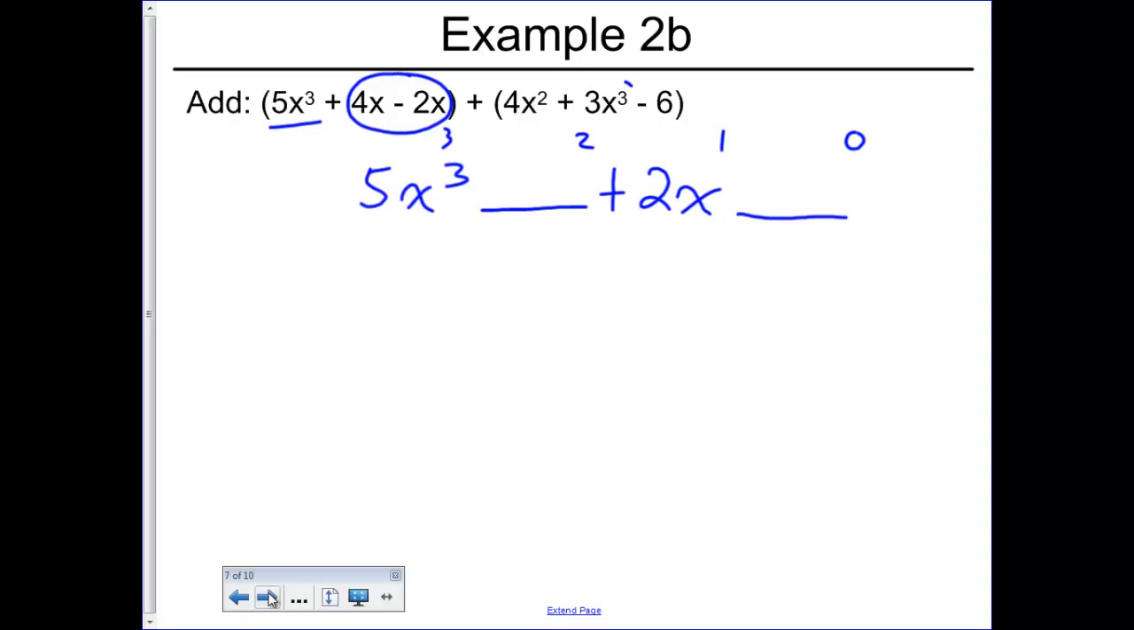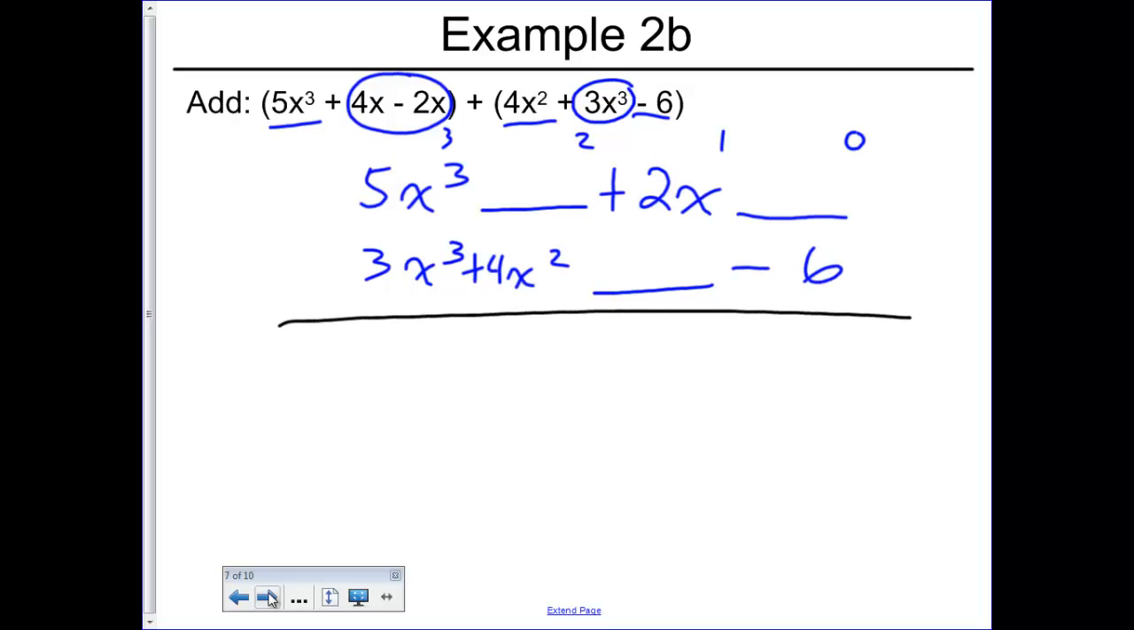Then I come over here and I take my next cube, which is 3x cubed, and I line it up right underneath, 3x cubed. I do have a plus 4x squared, but there's nothing to add it to above, so it just comes straight down. I don't have any x's to the first, so I can just leave a blank there. But I do have a minus 6, so I put a minus 6 here. I'll just draw a line, and we're just going to add those together.